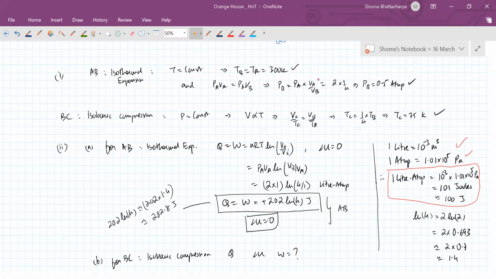1 liter is 10 raised by minus 3 meter cube, or 1,000th of a meter cube, and 1 atmosphere is 1.01 into 10 raised by 5 pascals. So 1 liter into atmosphere becomes this. In SI unit, in terms of meter cube into pascals, meter cube into pascal is 1 joule. So this becomes 101 joules. So this is clear, Vidam? Yes, sir. Okay.